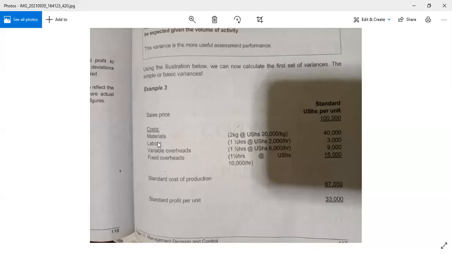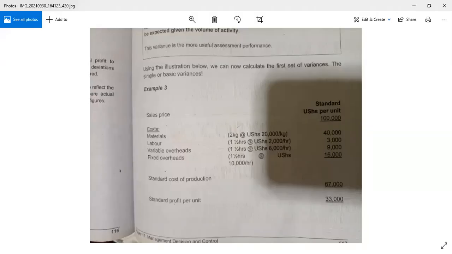As you can see, the labor required for a single unit of product is 1.5 hours, and each hour is planned at 2,000. Variable overheads are 1.5 hours at 6,000 per hour. Then fixed overheads, the same thing. One of the other things you also see here is that the standard cost of production is 67,000. Now, 67,000 is the cumulative amount of the 40,000, the 3,000, the 9,000, the 15,000.